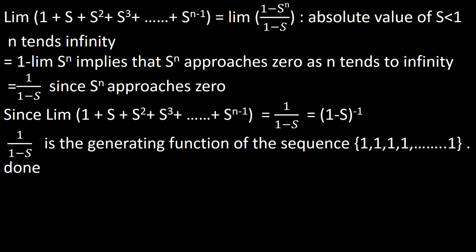That's now how to prove that the generating function of the sequence 1, 1, 1 is 1 over 1 minus s.